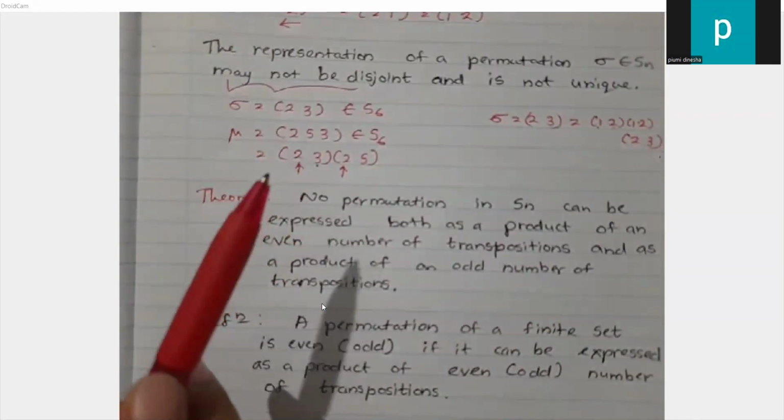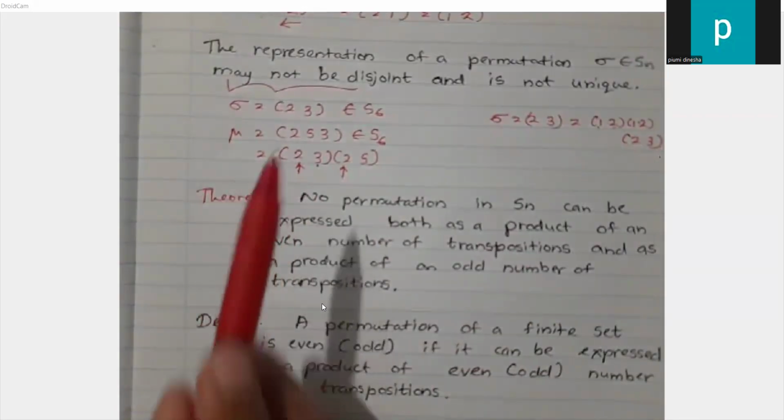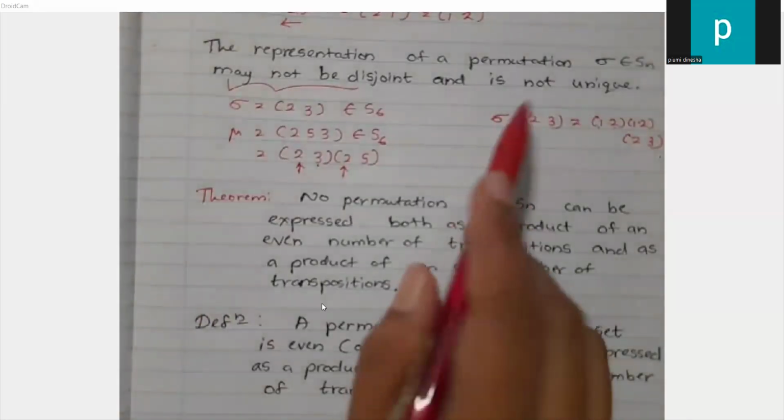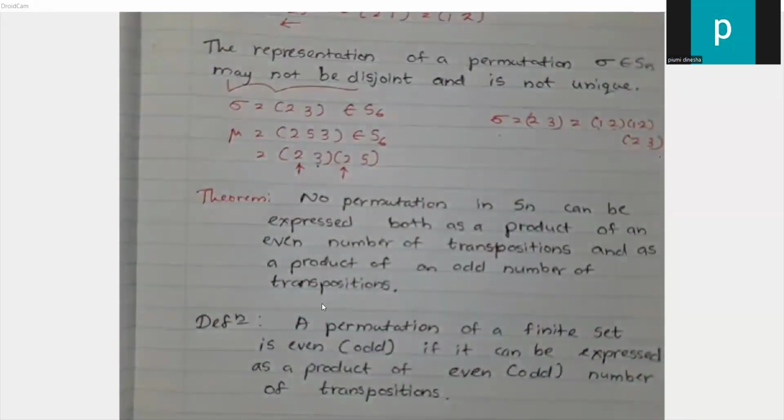So coming back to these two examples, in this case, mu is given as the product of two transpositions. 2 is an even number, therefore mu is even. The permutation is even. If you look at sigma, it's simply written as the one transposition. 1 is an odd number, therefore sigma is odd. Mu is even, sigma is odd, right?